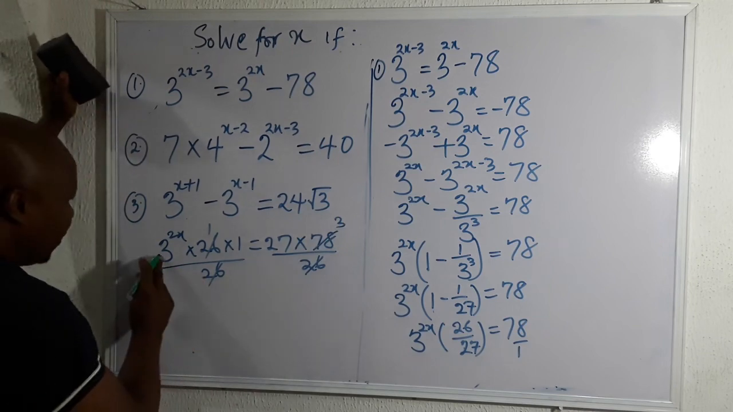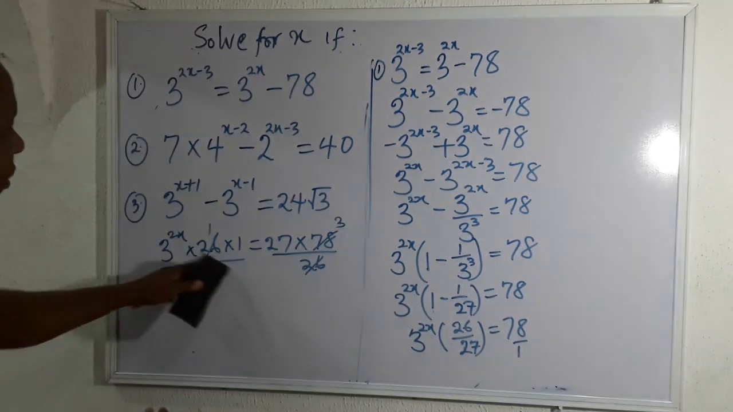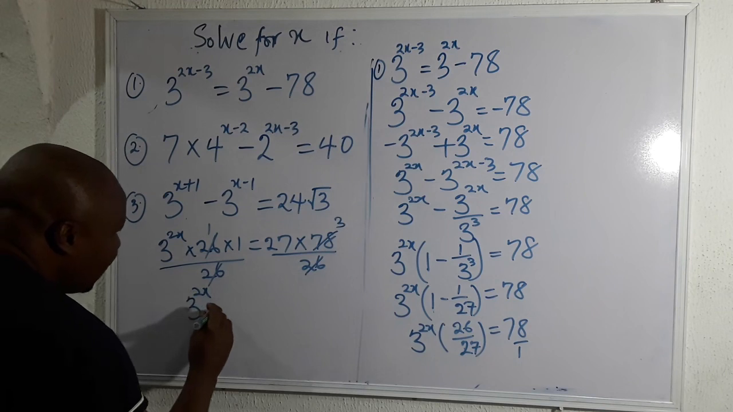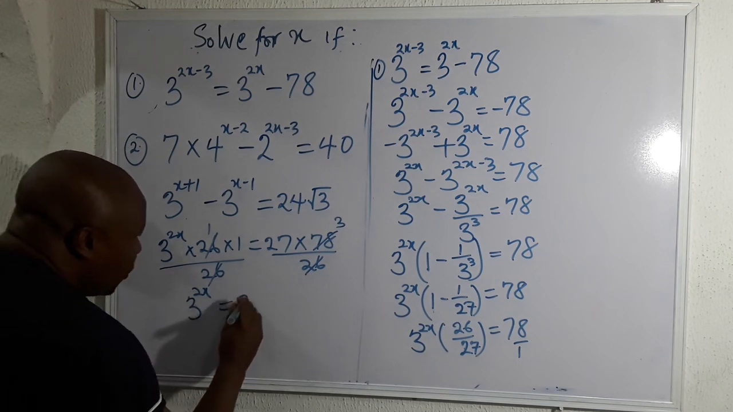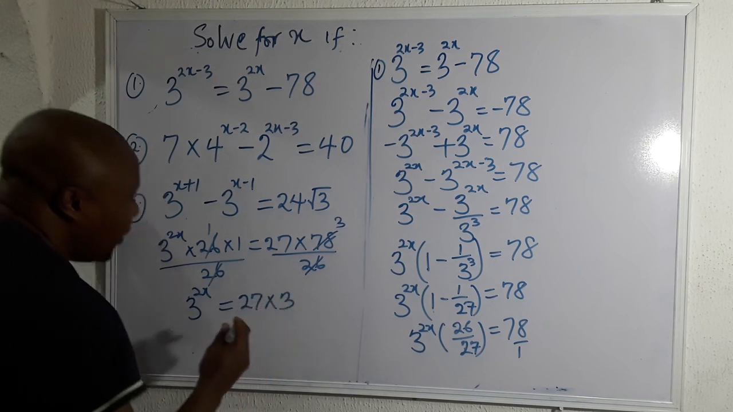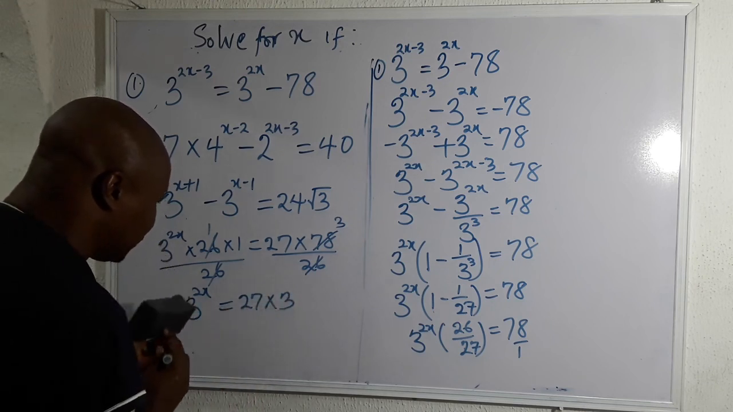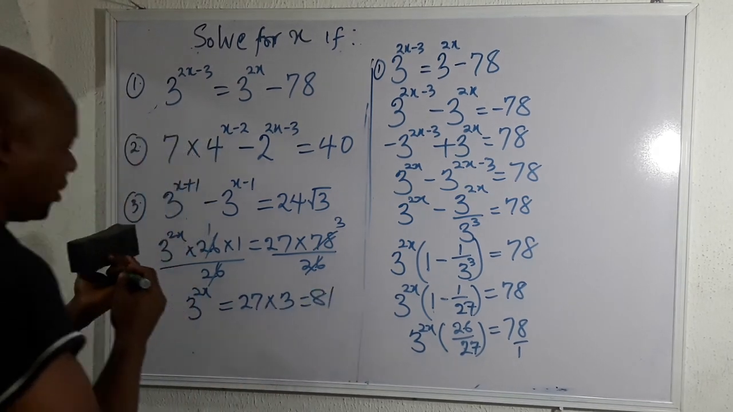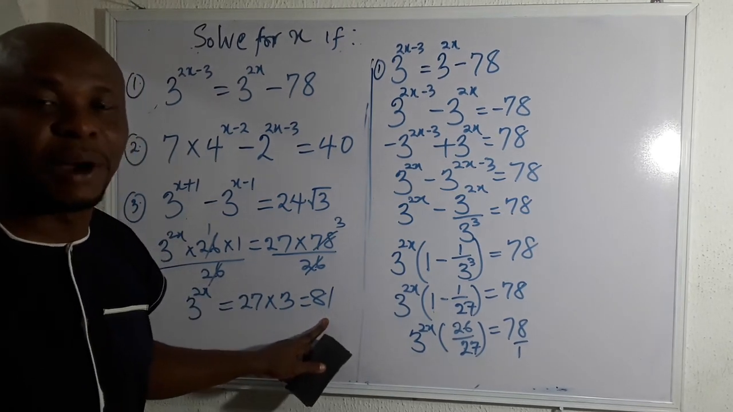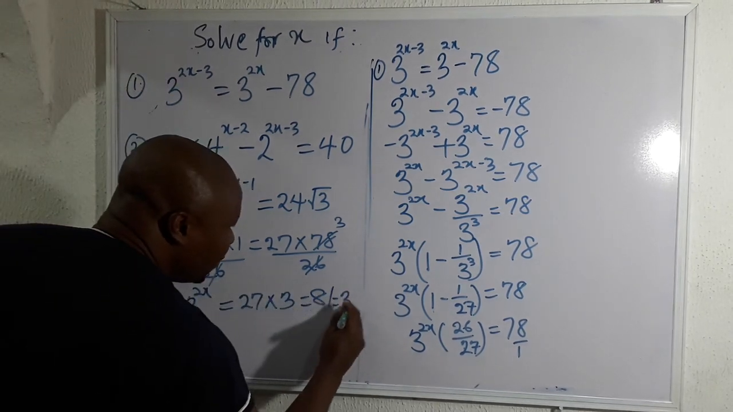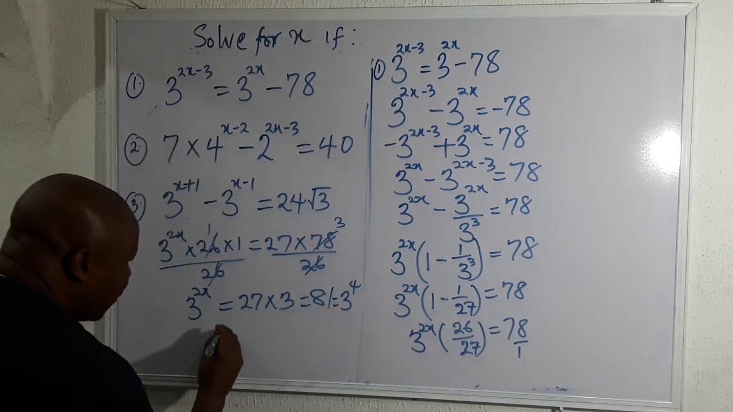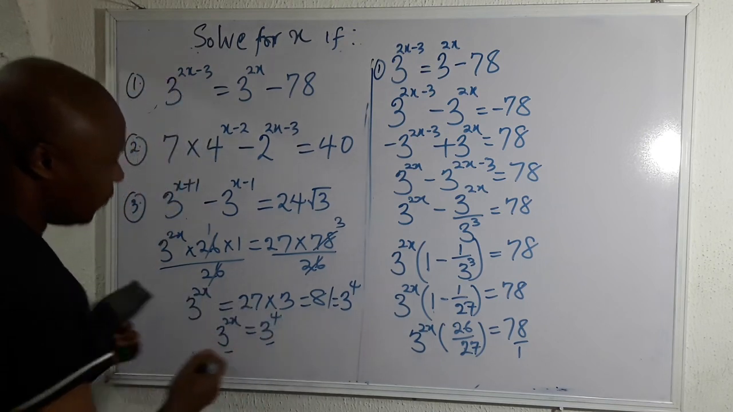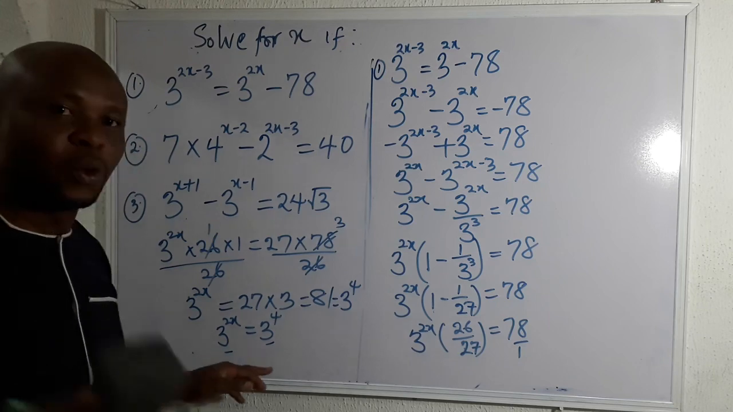So what we are left with here is 3 raised to the power 2x times 1, which is 3 raised to the power 2x. So 3 raised to the power 2x is equal to 27 times 3. Now 27 times 3 is the same thing as 81, and 81 is the same thing as 3 raised to the power 4. And again, we have 3 raised to the power 2x is equal to 3 raised to the power 4. Now the bases are the same, so we are going to equate the powers.